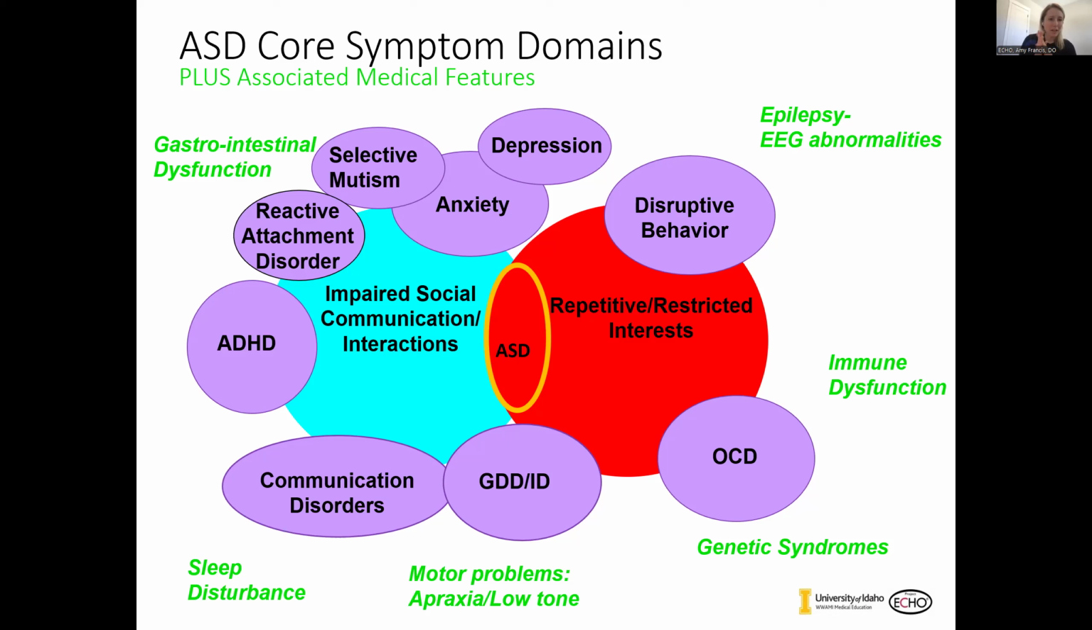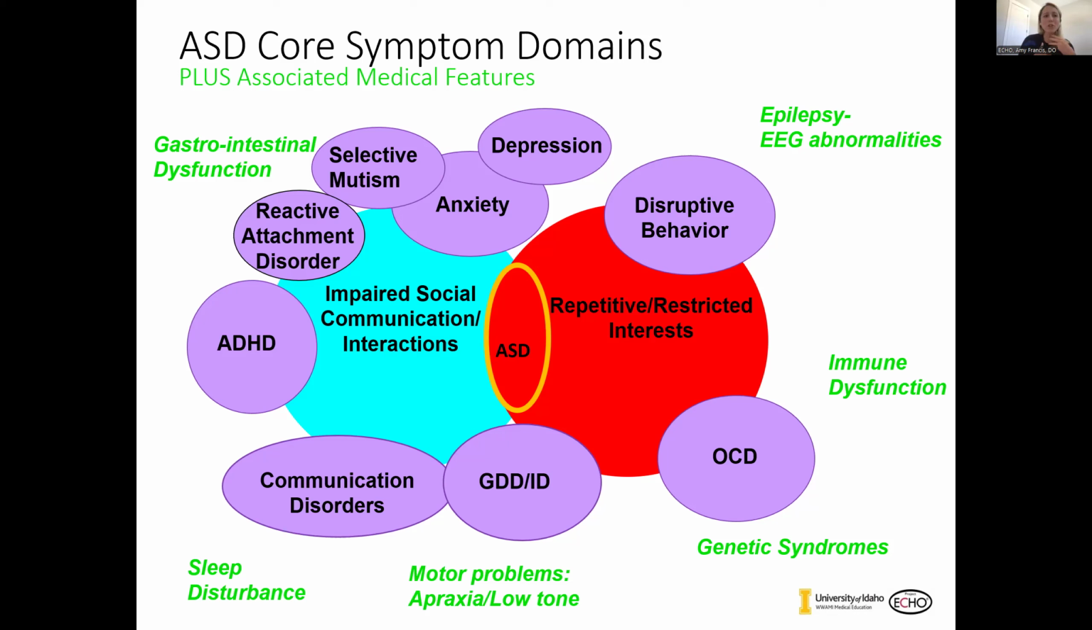Many children with anxiety will have difficulties with social interaction with peers. Children with ADHD are hyperactive and impulsive and have difficulty forming relationships, paying attention to a communication partner. Children with language disorders, so communication disorders, have difficulty with social interactions. And certainly children with global developmental delay, intellectual disability will have overlap with both social communication difficulties and restrictive and repetitive interests.